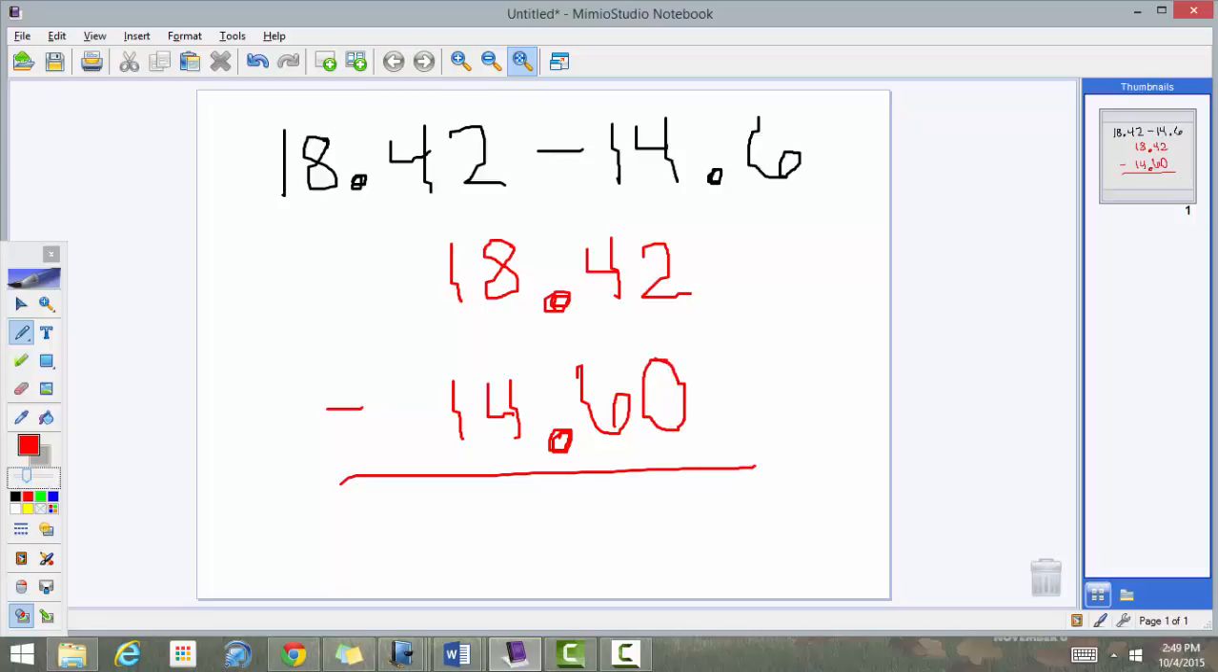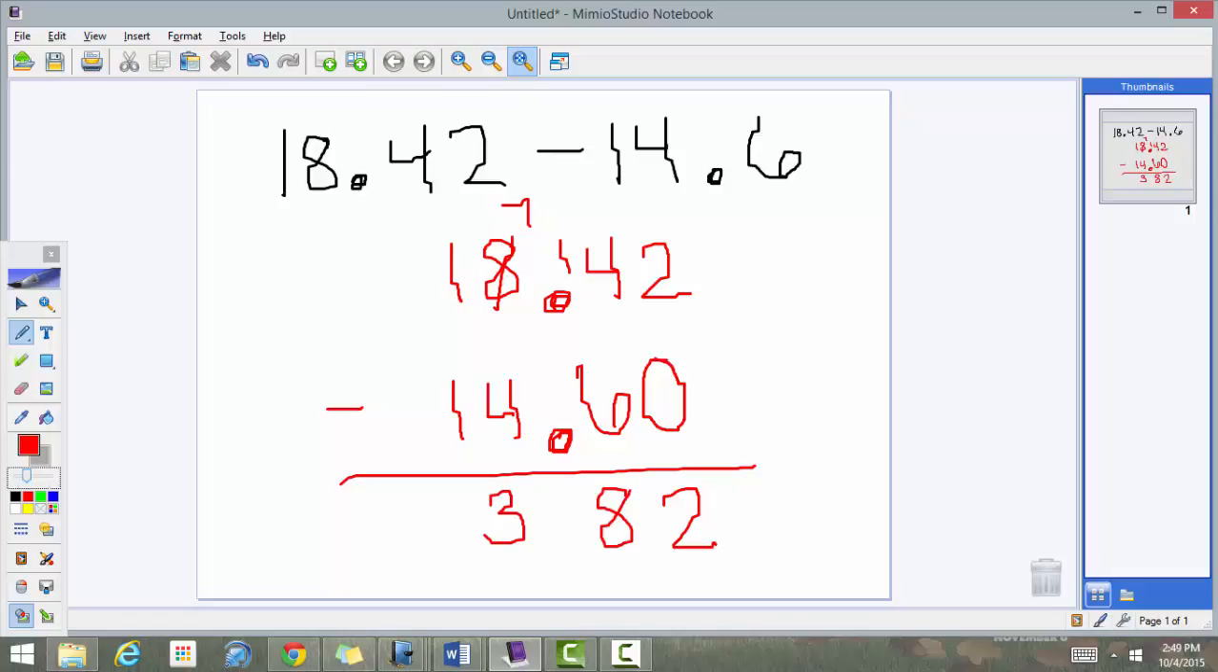Now we'll pretend we're forgetting about the decimal point and subtract like normal. Starting in the hundredths place value, 2 minus 0 is 2. We're going to have to do a little bit of borrowing, so 14 minus 6 becomes an 8. 7 minus 4 is 3. And 1 minus 1 is 0, so I'm not going to bother writing down the 0.